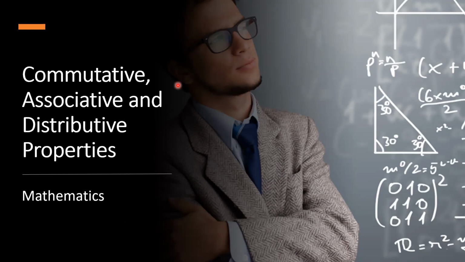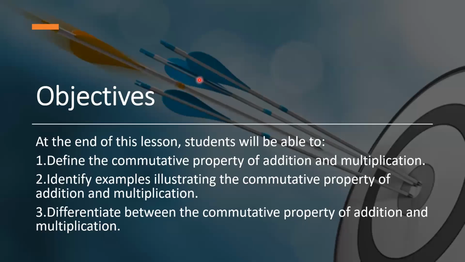So let's begin. The objectives at the end of this lesson, you don't have to write this down. I'm just stating the objectives. The goal is for us to define what we mean by commutative property of addition and multiplication. Then I'm going to give you some examples, and then an exercise where you have to differentiate between the commutative property of addition and multiplication.